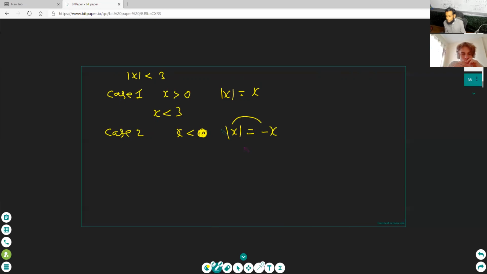Clear? Absolute value is a distance. When x is a negative number, we multiply the negative number by negative, then we get the positive number. This is the positive, okay? This is distance. If you write x, this is negative. Negative cannot be the distance from 0. Distance from 0 cannot be negative. Clear? You remember this.